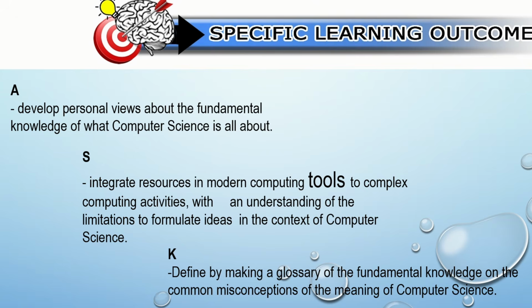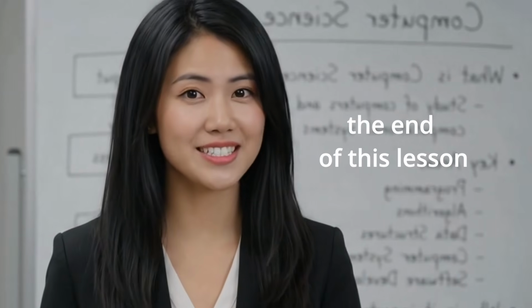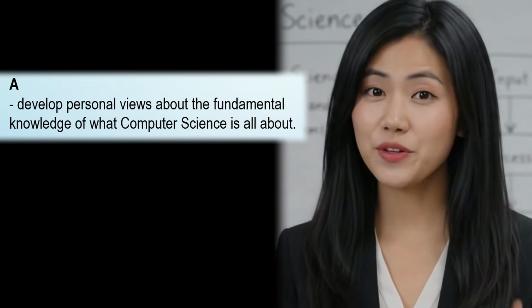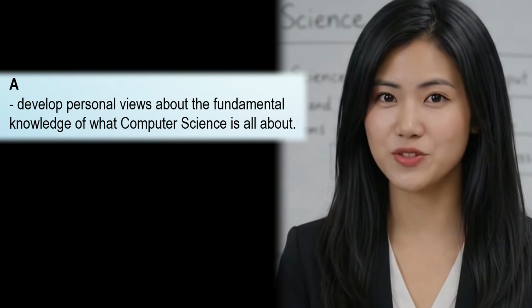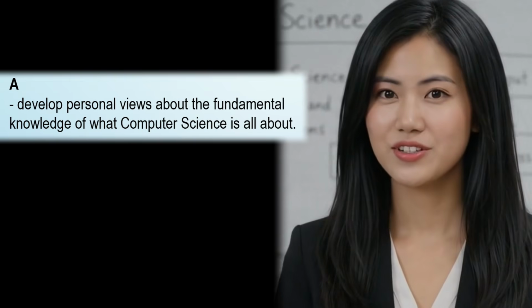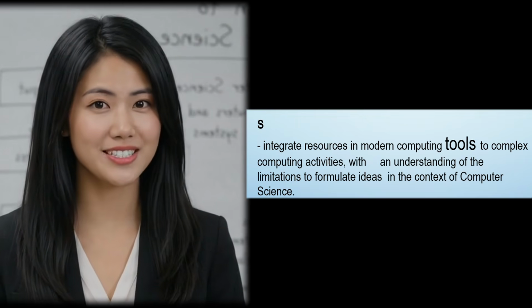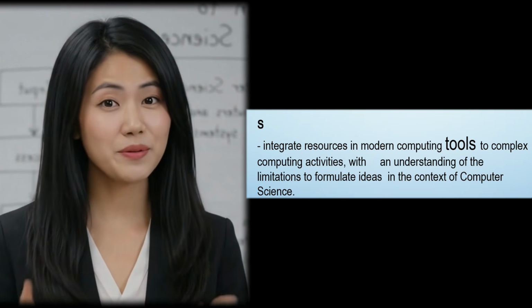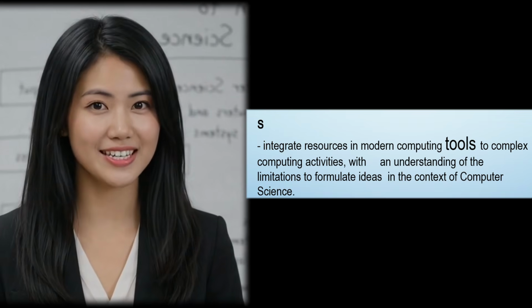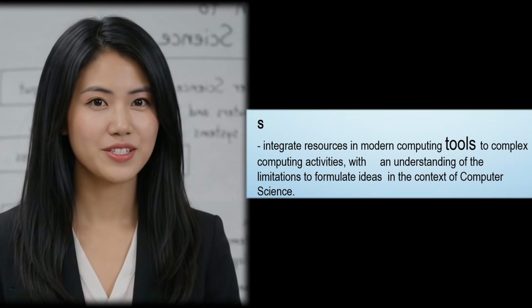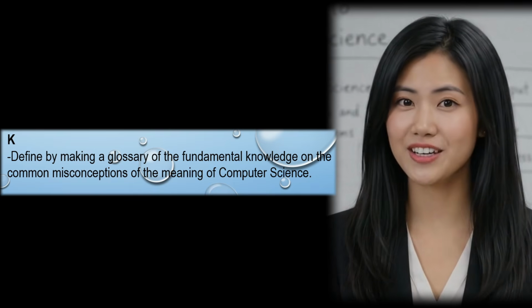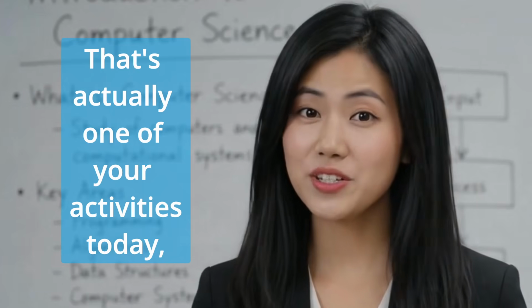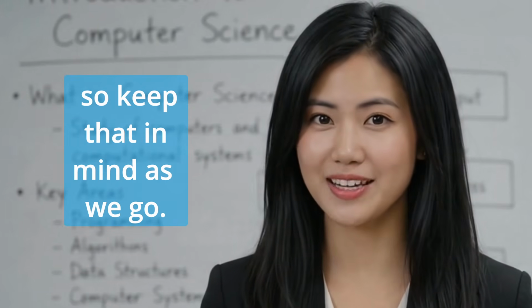Before we go further, here's what you're actually going to walk away with by the end of this lesson. I like to break this down into 3 levels. Attitude, you're going to develop your own personal view of what computer science really is. Not just repeat a textbook definition, but actually understand it enough to explain it in your own words. Skill, you're going to practice integrating different computing tools and resources to tackle complex problems while understanding their limits. That's a skill you'll use in literally every course after this one. Knowledge, and very concretely, you're going to build a glossary defining the common misconceptions about computer science. That's actually one of your activities today. So keep that in mind as we go.